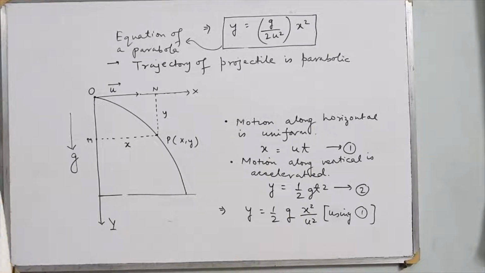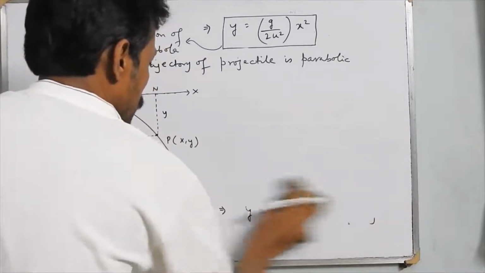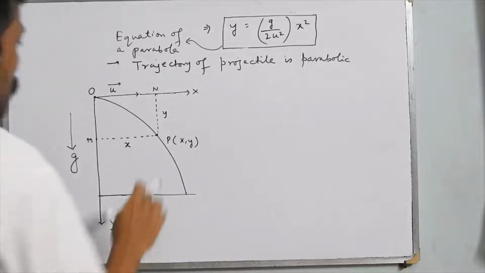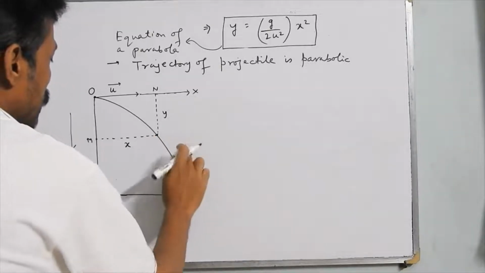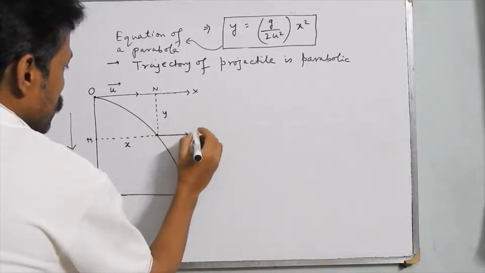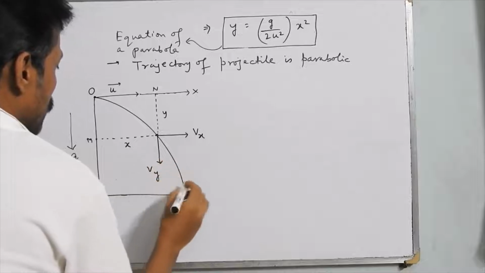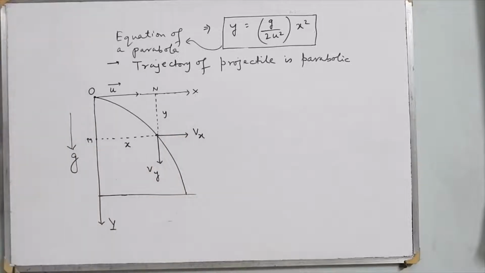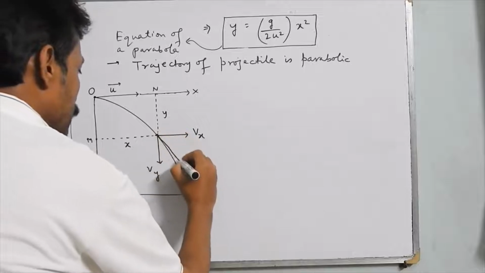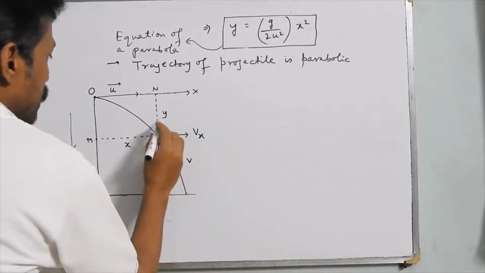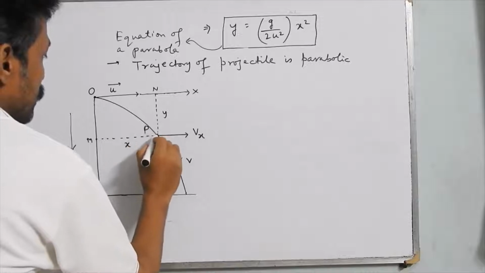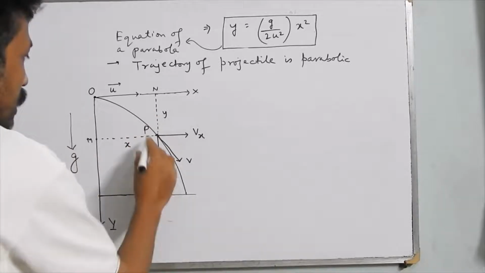If you want to calculate the instantaneous velocity, that means the velocity of the projectile at the point P, we can also do that. The velocity will have again two components. At the point P, there is a horizontal velocity and a vertical velocity. The horizontal velocity is Vx and the vertical velocity is Vy. At any point on a curved path, the velocity is always tangential. So the velocity V at the point P having coordinates x and y has two components.